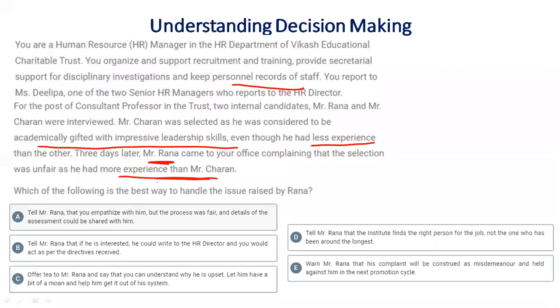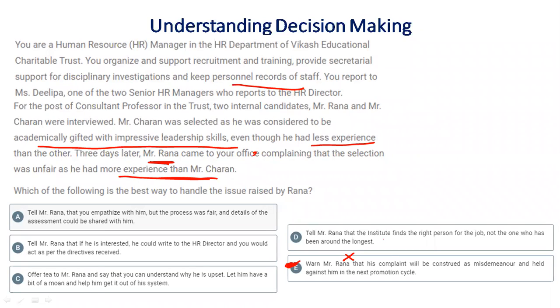Perfect. Let's look at the options. Maybe we'll start with option E first. Warn Mr. Rana that his complaint will be construed as misdemeanor and held against him in the next promotion cycle. So what option E basically means is you're satisfying your ego: take back your complaint, else I probably won't give you a good rating in the next promotion cycle, right? This is of course the most unethical thing for an HR to say. So we always avoid the extreme options.